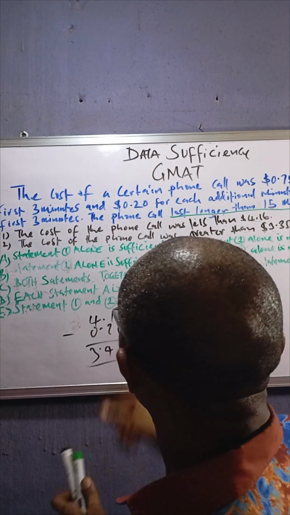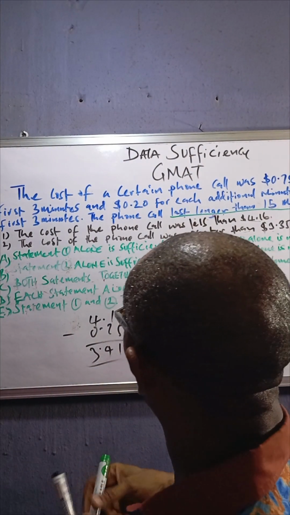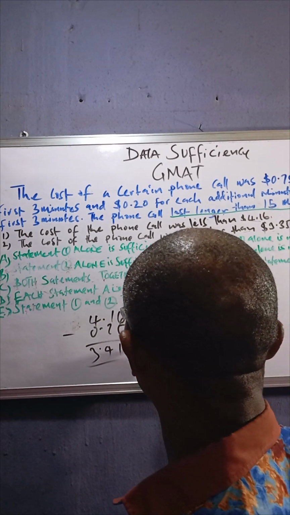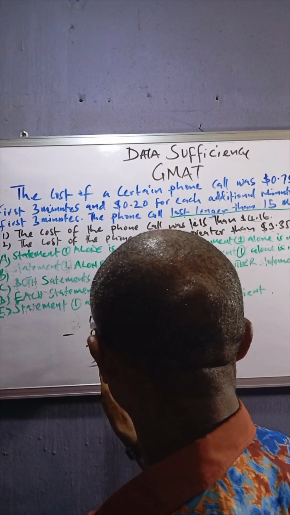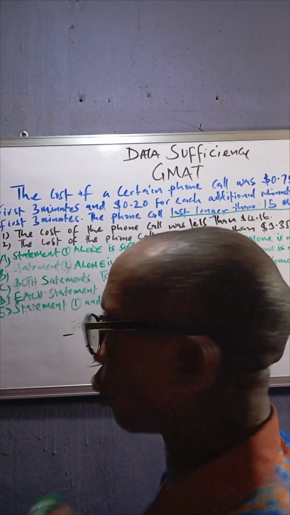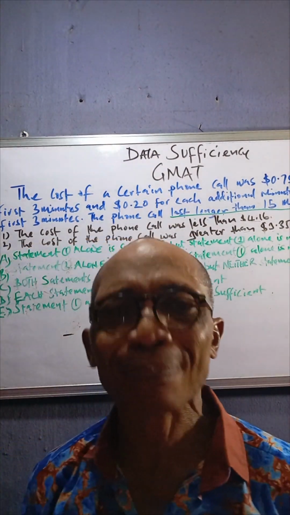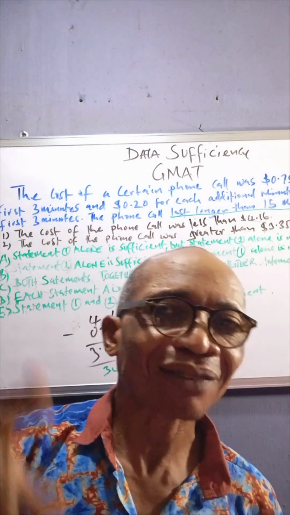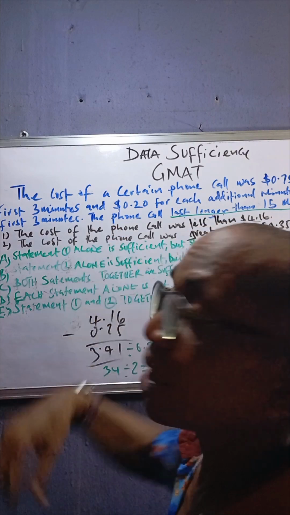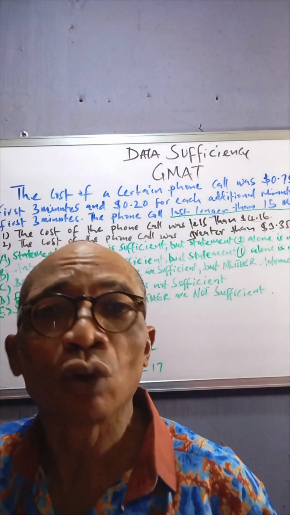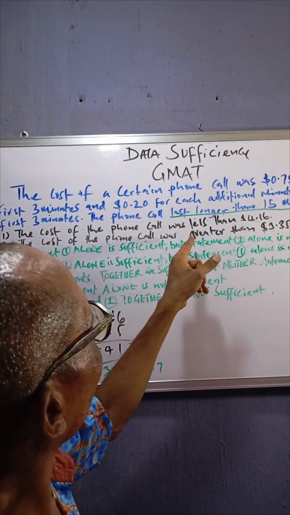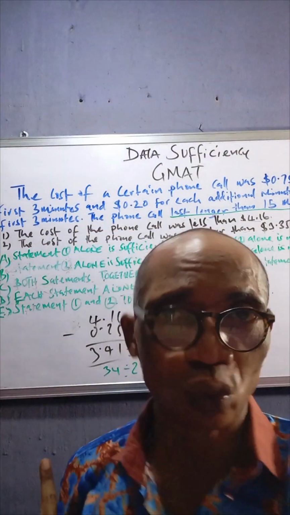So when we look at this, since each additional minute after the first 3 minutes costs 0.2, we divide by 0.2. Times 10 here gives us 34, times 10 here gives us 2. So the extra time spent after the first 3 minutes is 17 minutes. So statement 1 is telling us that the time of the call did not exceed 20 minutes.